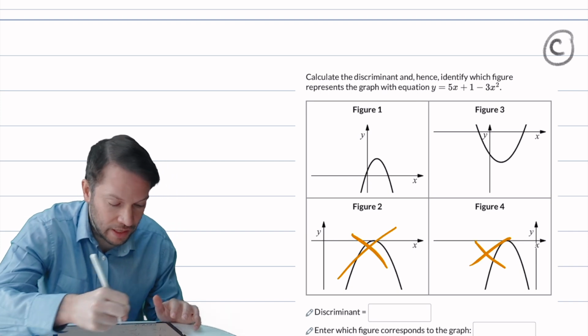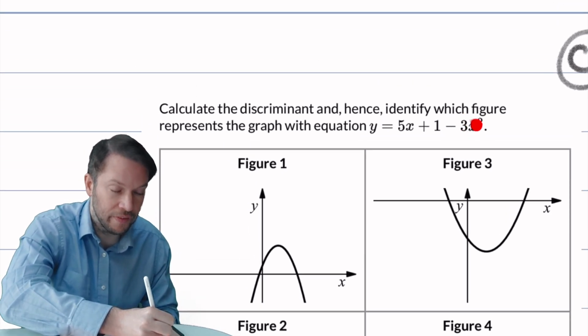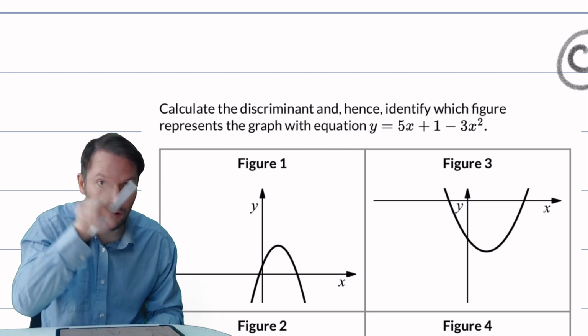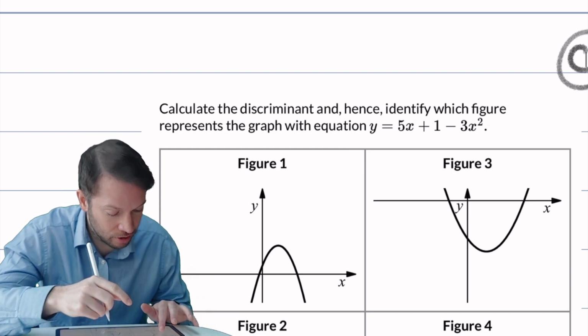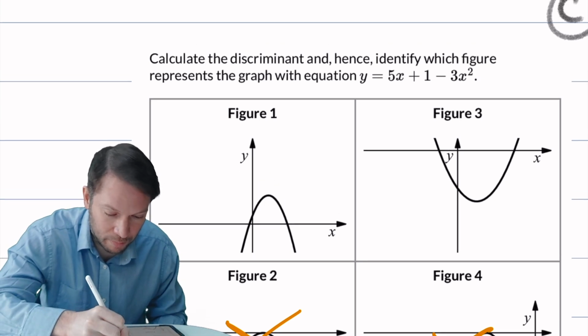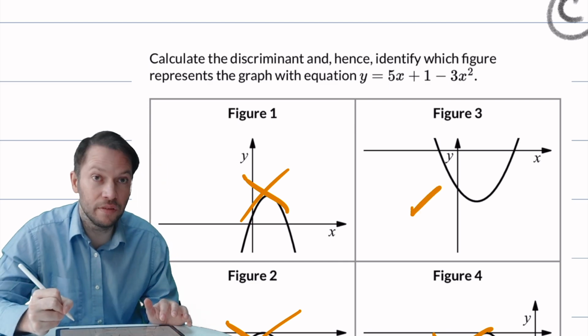But can you see that this is a negative quadratic? It has a negative number in front of the x squared. And that gives you a sort of frowny face shape rather than a smiley face shape. So it's not that one, because that one is upside down. That's a frowny face. So it is this one. The answer is figure 3.